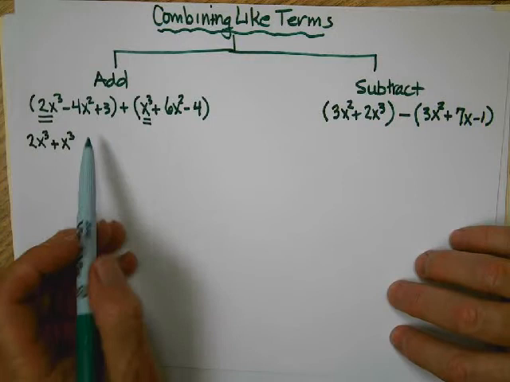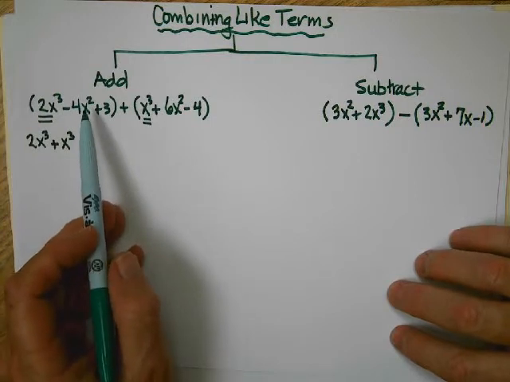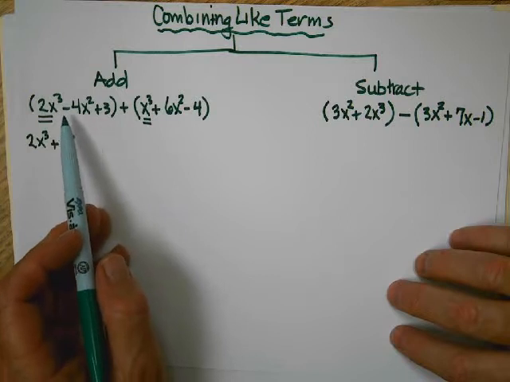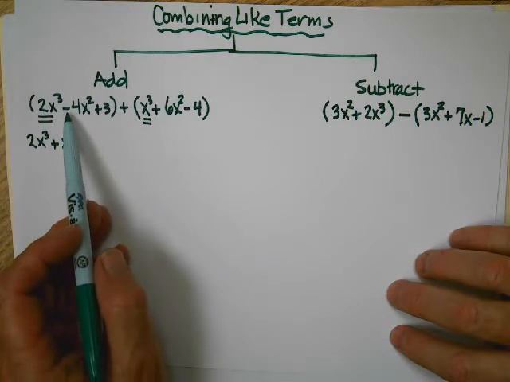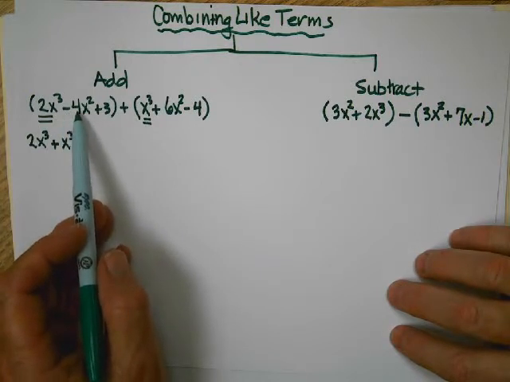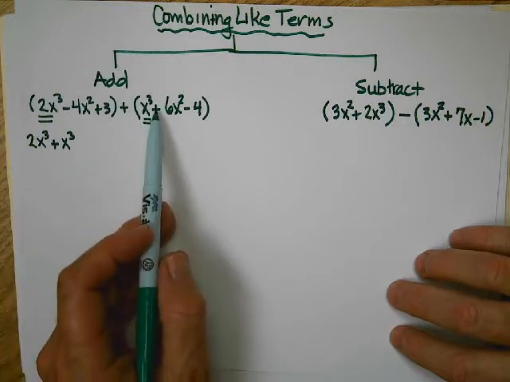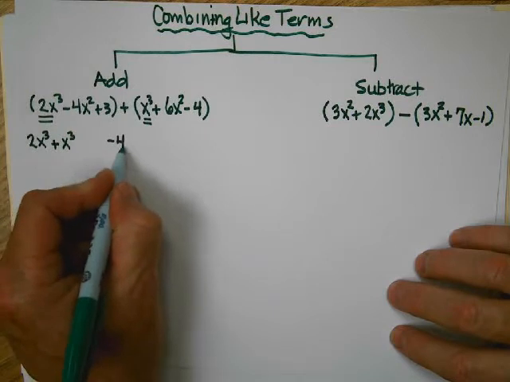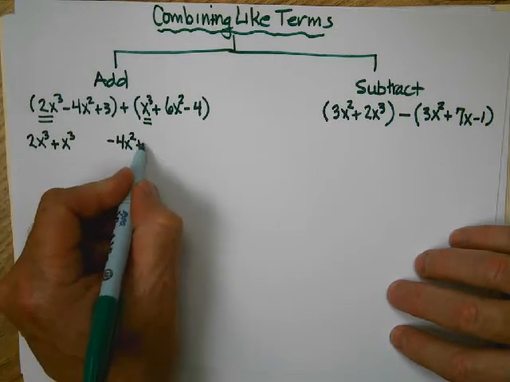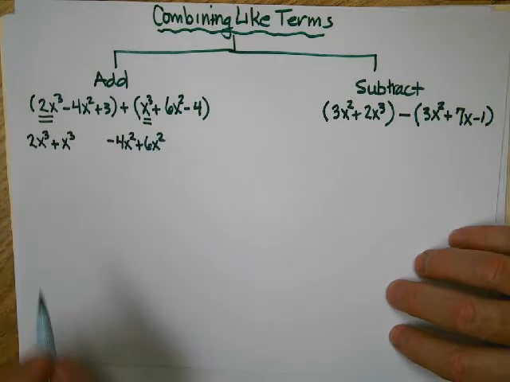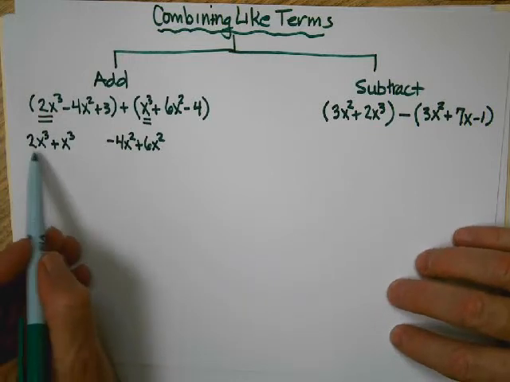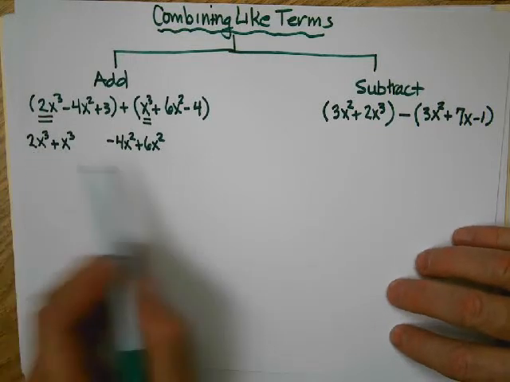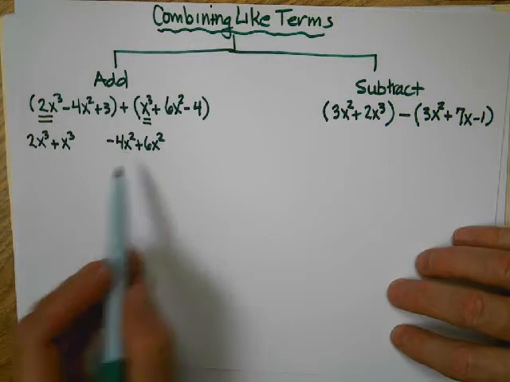Our next step would be, look, the next highest exponent is squared. Do we have a squared in this first parenthesis? We do, but it has the symbol in front. So we have negative 4x squared plus positive 6x squared. So negative 4x squared plus 6x squared. So in effect, we have two problems so far, adding the two cubes together and adding the two squareds together.